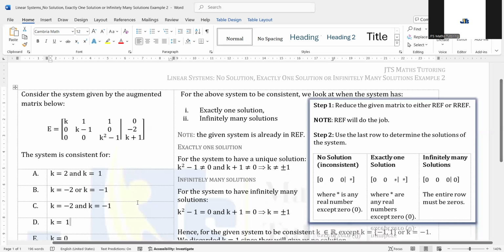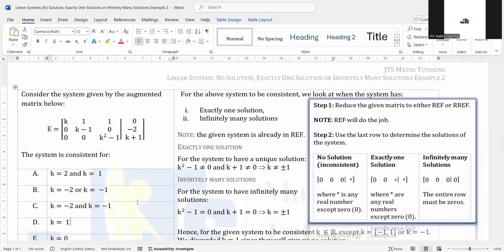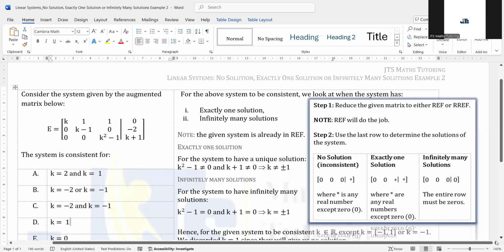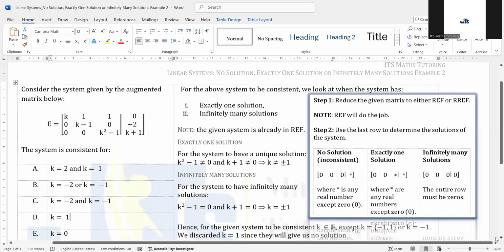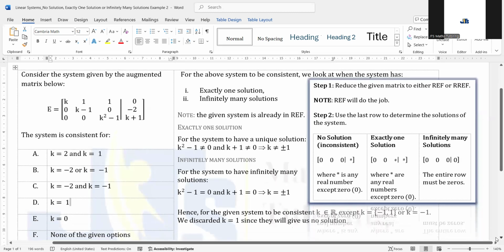All right, wonderful. What about option D? Option D, when K is equal to +1, we know that there's going to be no solution. So I'm going to leave this for you guys to tell me what's going to happen if K is going to be equal to 0. And then if we've got none of the given options. So you can actually see from these options that the correct option is B. K is either -2 or K is -1.